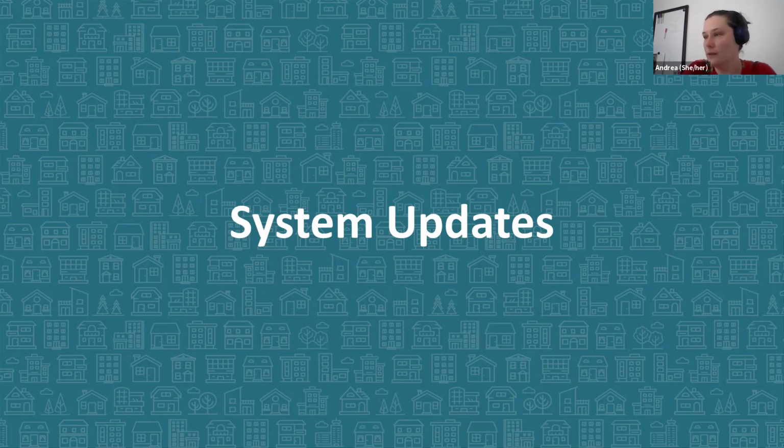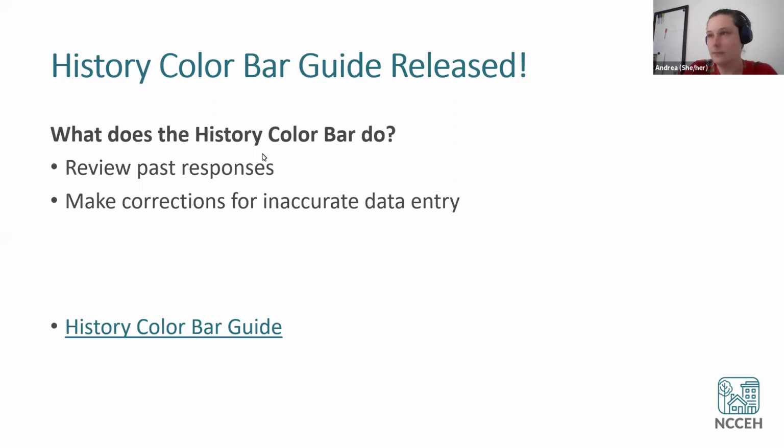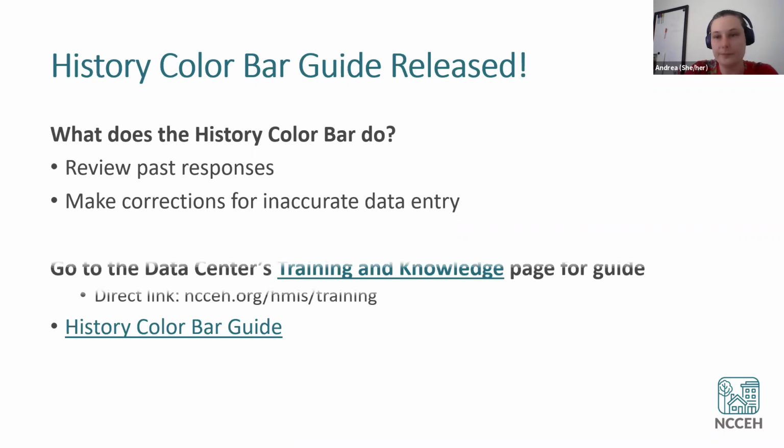So let's start off with system updates. We have a new guide released for the history color bar. What does this history color bar do? It helps you review past responses for any given question. This can really be helpful in trying to figure out how a question got updated, but it can also help you make corrections for inaccurate data entry potentially. You can find something that might be flagging on a report or do any corrections there.